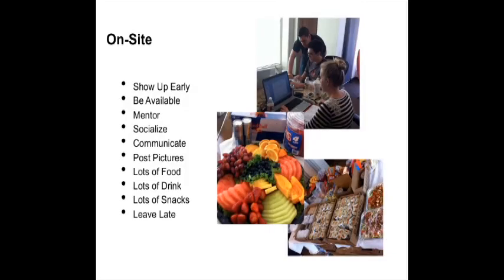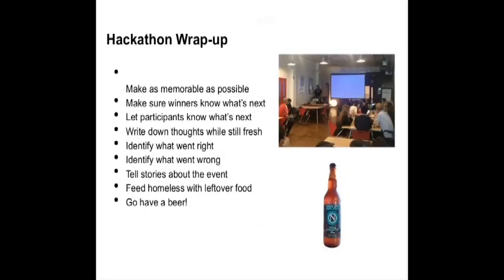And then while you're on site throughout the weekend, make sure to show up early every day, be available, mentor and socialize, because you're going to really set the tone if you're there. And if you as an event organizer or entity are not around, not found, it's not going to be your event. So make sure and be available. Feed people, provide lots of drink, lots of snacks. Be the first one there and then the first one out or the last one out of the door at the end of the day.